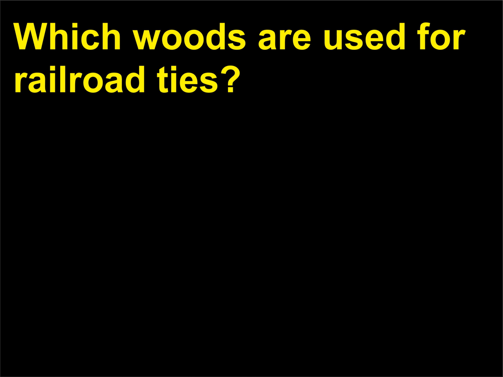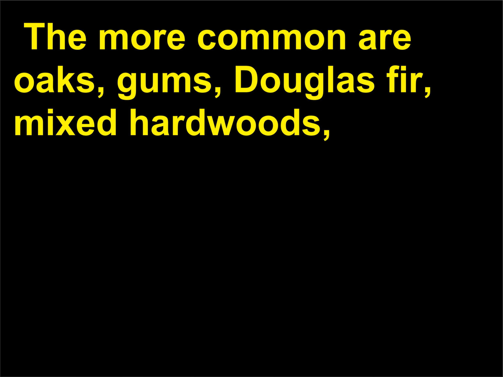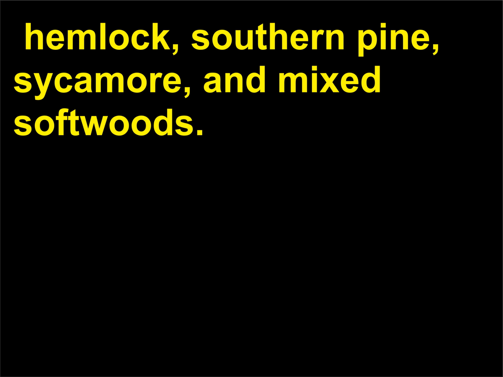Which woods are used for railroad ties? Many species of wood are used for ties. The more common are oaks, gums, Douglas fir, mixed hardwoods, hemlock, southern pine, sycamore, and mixed softwoods.